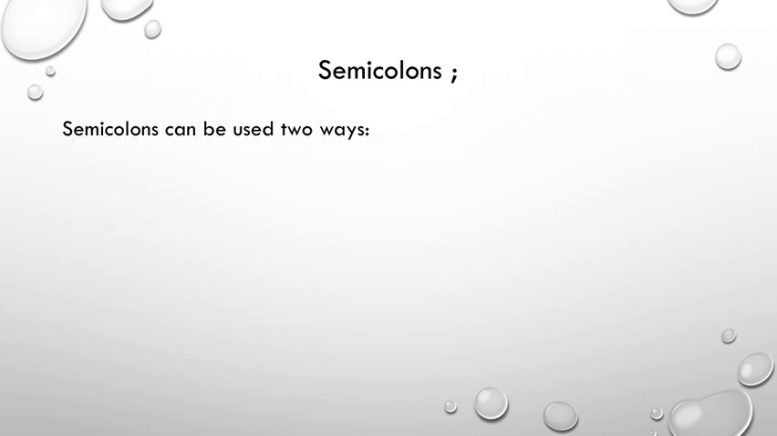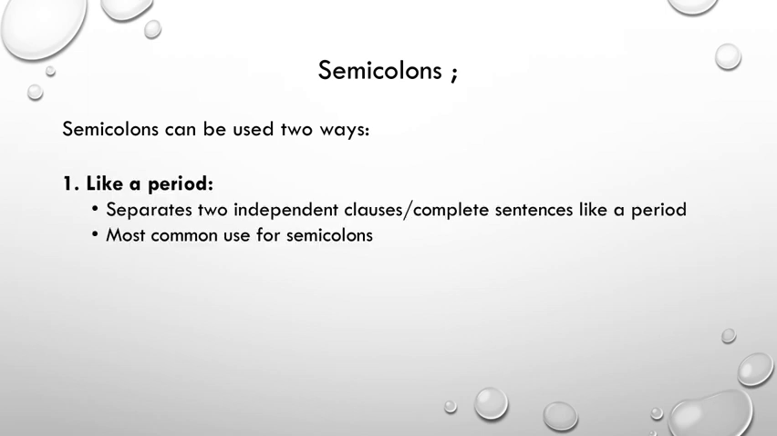Most people think these are easier to use because there's fewer ways to use them. But I do want to point out that still a lot of people misuse semicolons. And probably the most common issue is that people try to use the semicolon like a comma when they cannot. So semicolons can be used two ways. The first way is like a period. So if you have two full sentences, instead of having a period between them, you could use a semicolon in some cases. This is the most common use for semicolons that I see.